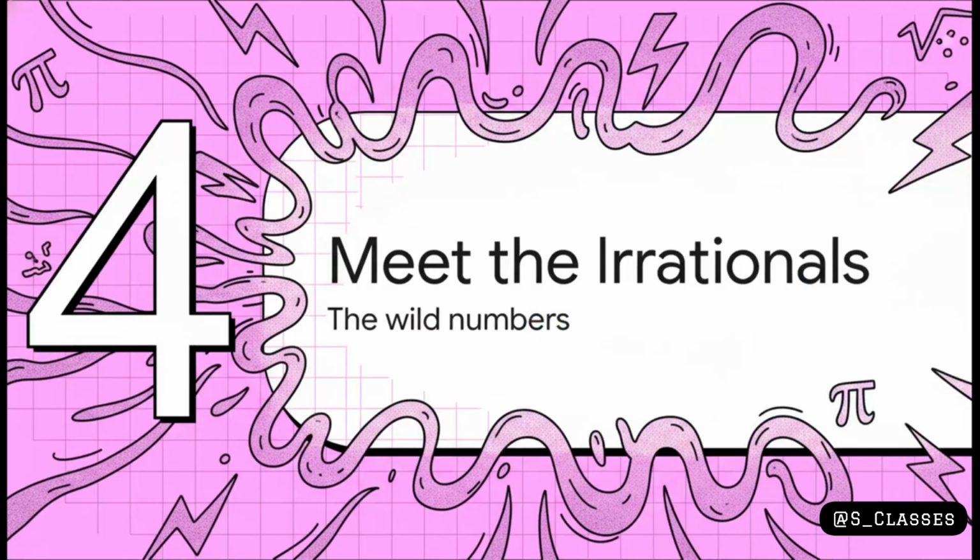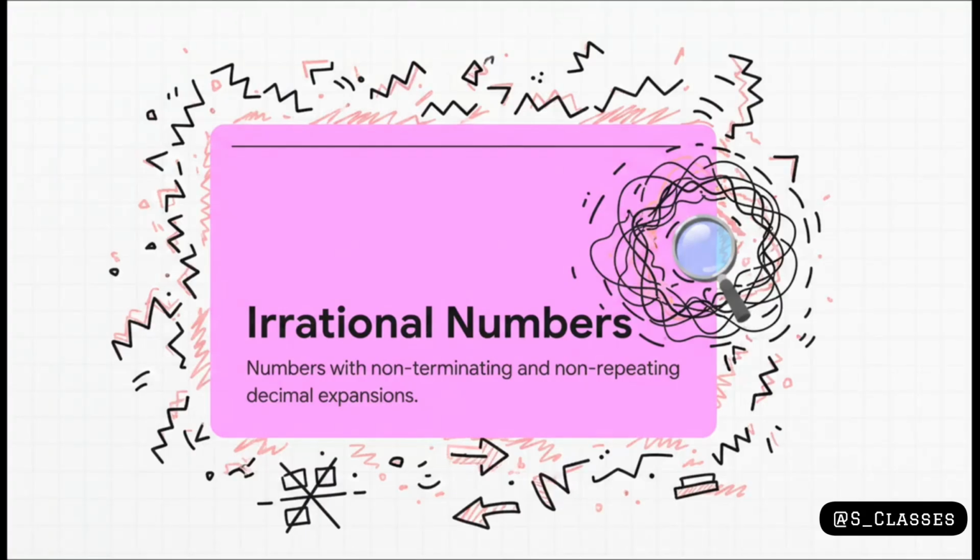Part 4, meet the irrationals. Time to look at the numbers that refuse to play by the rules. Up until now, everything we've looked at follows a pretty strict framework, but the math universe isn't always so well behaved. Enter the irrational numbers.